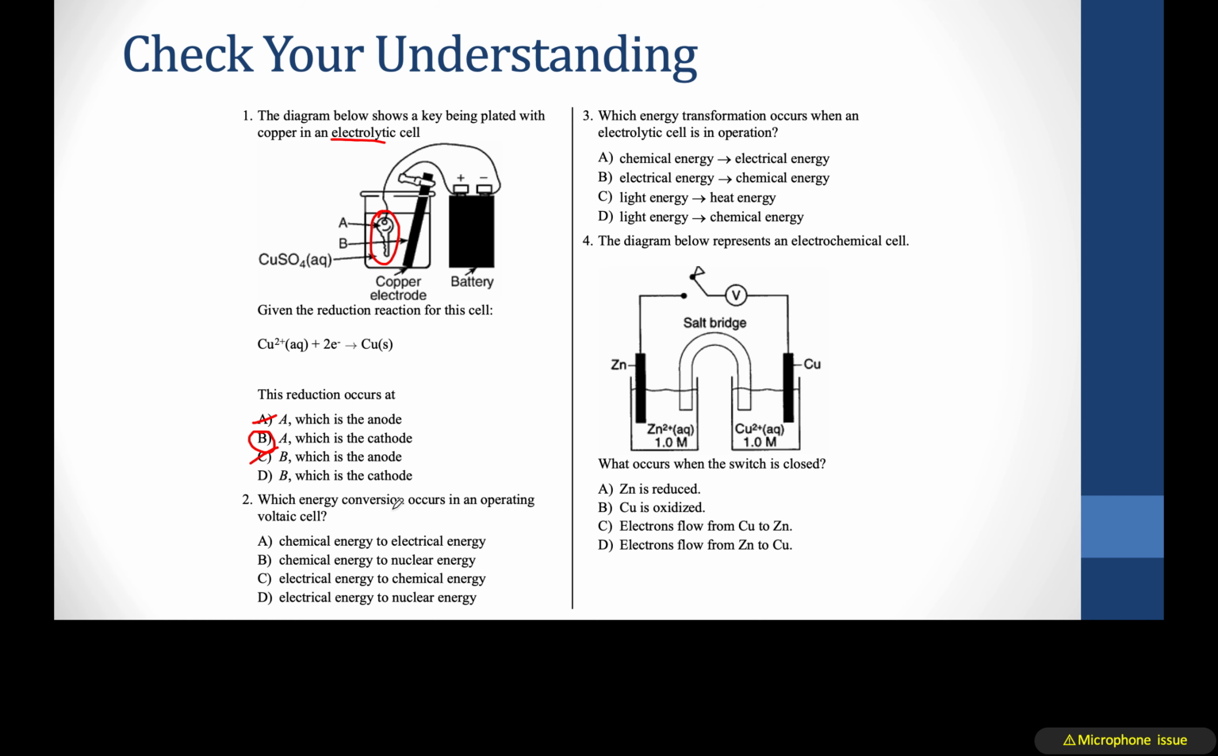2, which energy conversion occurs in an operating voltaic cell? So remember, voltaic cell, you can power stuff with it. So electricity is going to come out. And what it is you're turning a chemical energy into electrical energy, right? The chemical reaction, the redox reaction, produces electrons that you can then use to power stuff. So it's chemical to electrical in a voltaic cell.